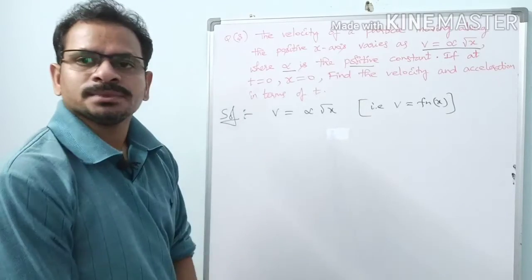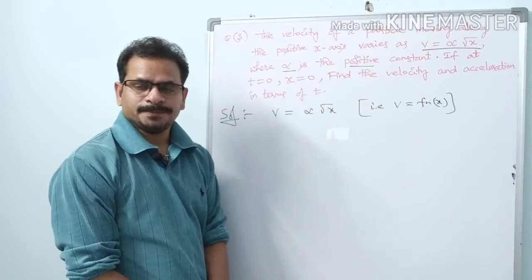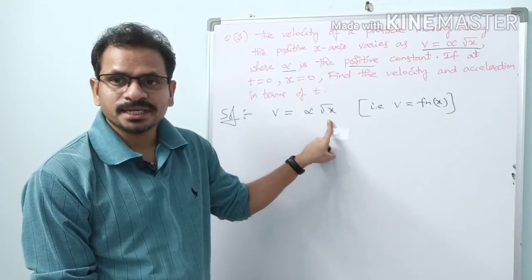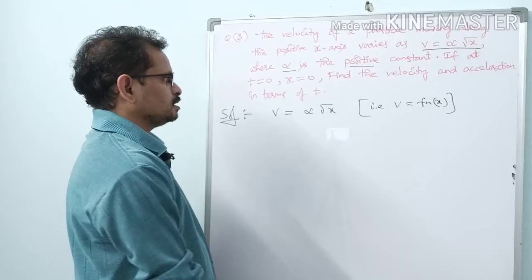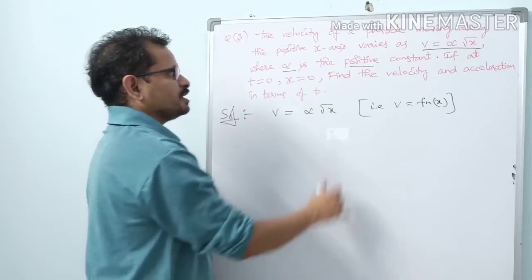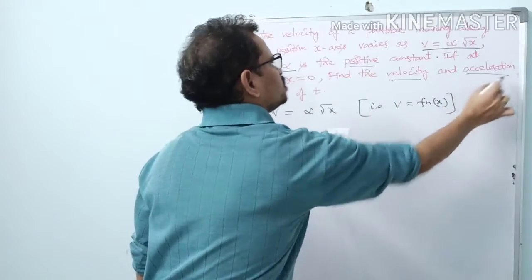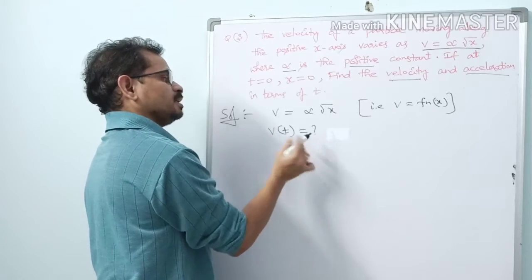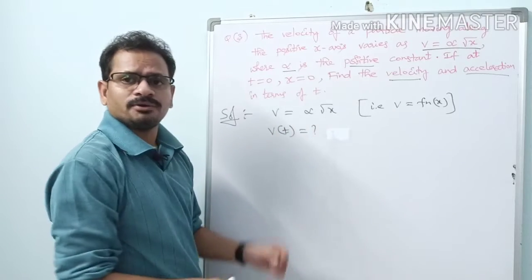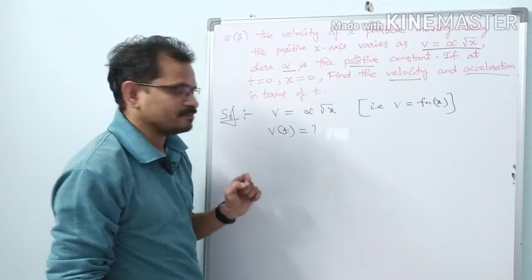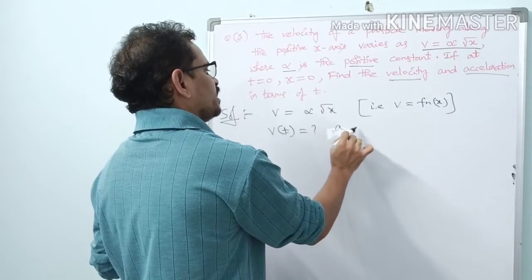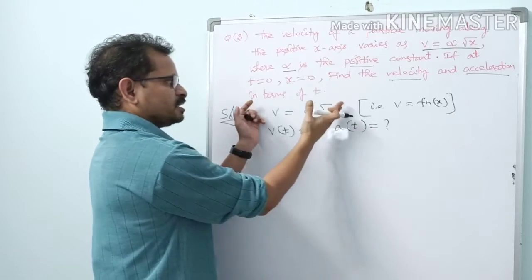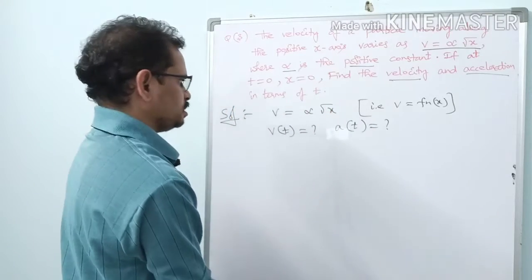So in previous problems, velocity was given as a function of time t. Now here velocity is given as a function of displacement x. What is x here? Displacement. So this is given to us, and what we have to find? v equal to how much? Acceleration equal to how much? v as a function of t equal to how much? As a function of displacement is given to us, we have to find velocity as a function of time, and similarly we have to find acceleration as a function of time. So this is the given thing, and we have to find these two things here, right?